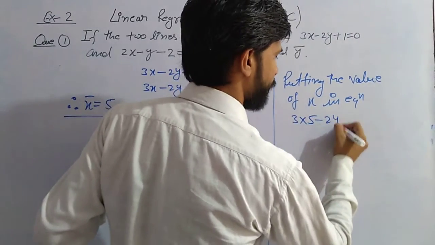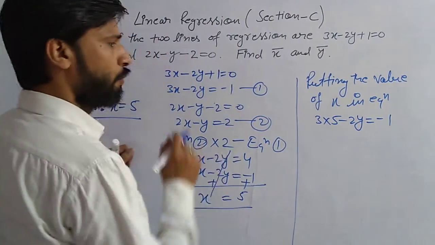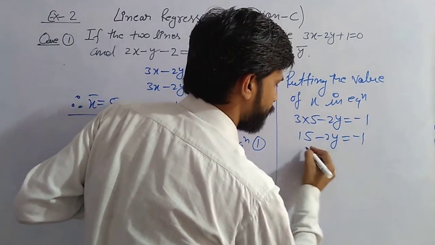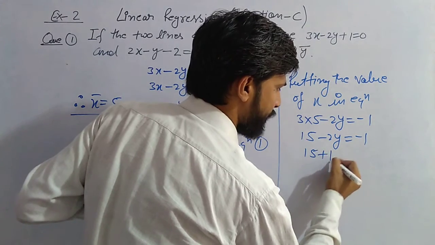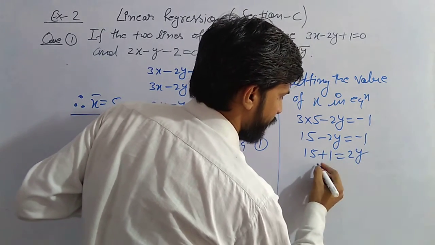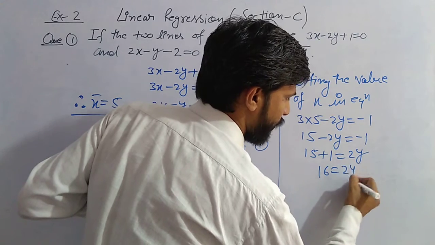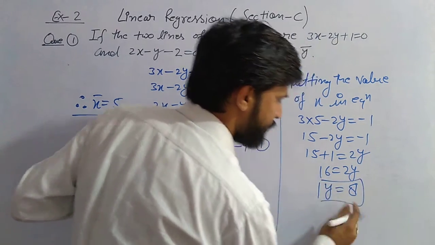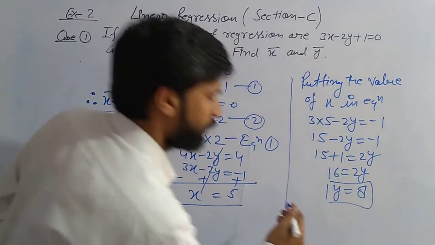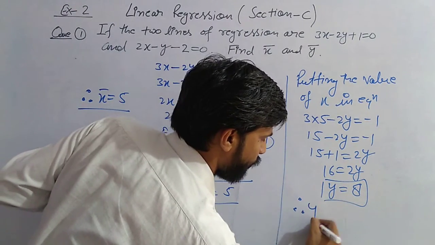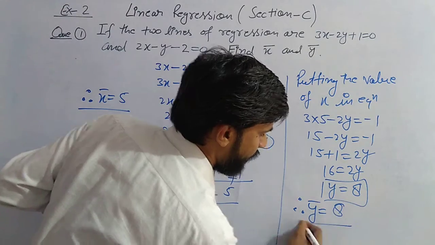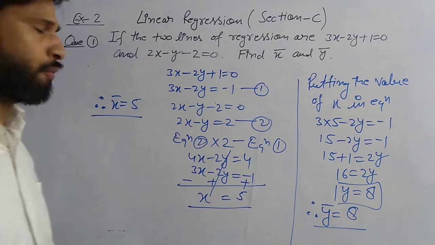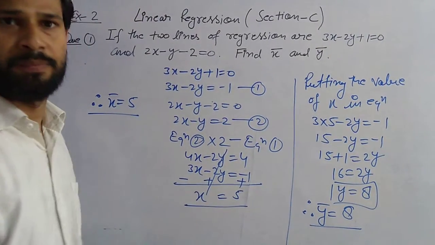Minus 2y is equal to minus 1. Then 15 minus 2y is equal to minus 1. Now 15 plus 1 is equal to 2y. 16 is equal to 2y, which means y is equal to 8. And y is equal to 8 is nothing but the value of y bar. Y bar is equal to 8. Now the required answer for x bar and y bar is 5 and 8 respectively.